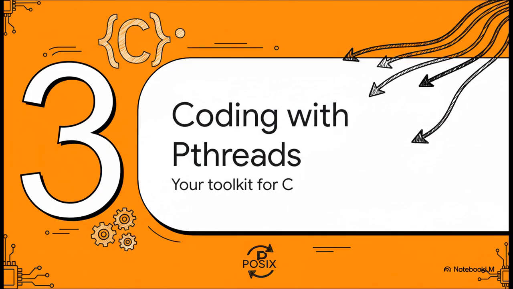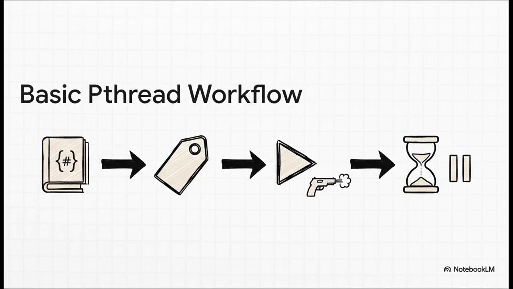How do we actually write this stuff in C? Well, the go-to tool for this is a library called pthreads. That's P-T-H-R-E-A-D-S, and it stands for POSIX threads. Let's walk through the basic steps. The basic process is actually pretty straightforward. First, you've got to include the header file. Then, you create a special pthread_t variable. Think of it like an ID card for your new thread. Next, you use the pthread_create function to actually launch a function in that new thread. And finally, you use pthread_join to tell your main program to wait for that thread to finish up.